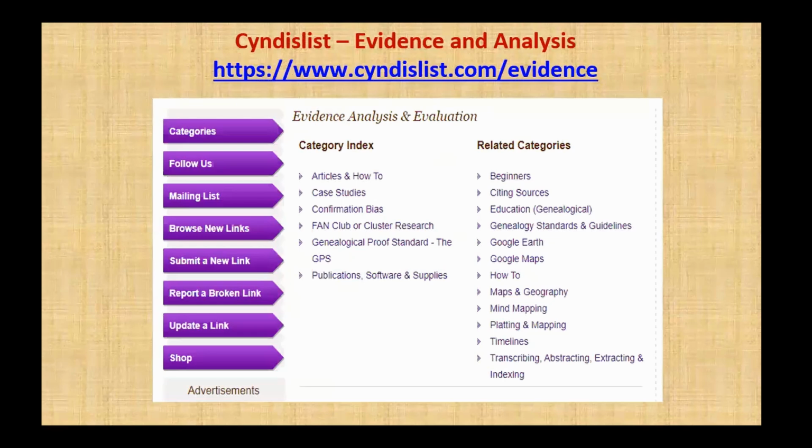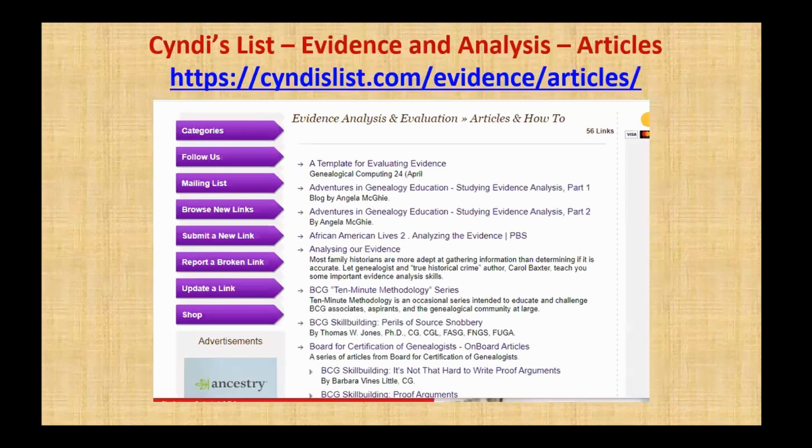Now, I'm sure most of you have used Cindy's List. That is considered one of the best sites to find the most reliable genealogical records on the internet. And this particular one discusses evidence analysis and evaluation. And all of these links that you see on the right and the left, these are all categories that you can go to for additional research. She even has a section on here for evidence and analysis. These are actual articles. Now, this is just the top of the page. If you went further down, you would find a lot more articles that would be of interest.